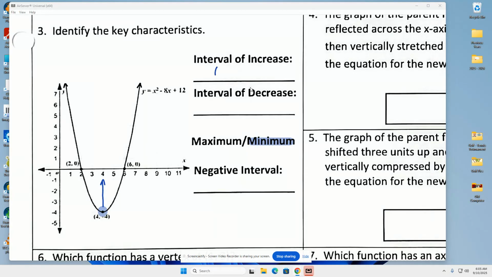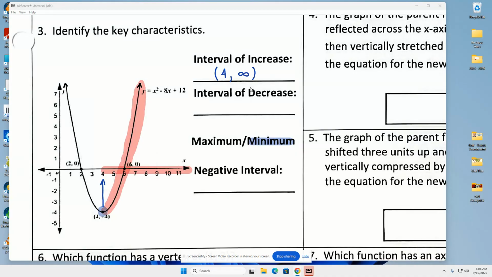Well, it started increasing as it left 4. And again, if you look at the shading, how long is it going to go up and to the right? How long will it keep increasing up and to the right? Forever, right? So it's going to keep increasing from 4 to positive infinity. And that's how I name my interval of increasing.